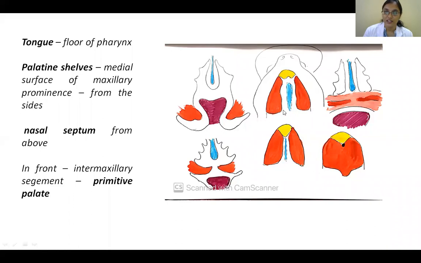Now looking at the undersurface, we are standing in the oral cavity, and we're looking at the nasal cavity. This is the primitive palate. The nasal septum is coming down, and these two are coming together, and you can see the fusing with the primitive palate, posterior edges coming close here. And this black one is the incisive foramen, which I've shown in the previous diagram.